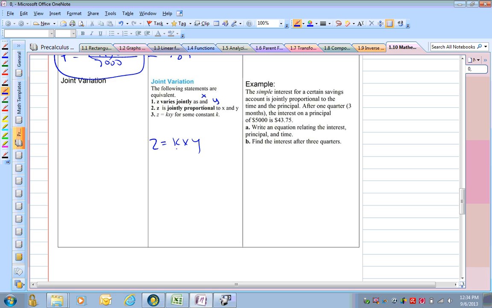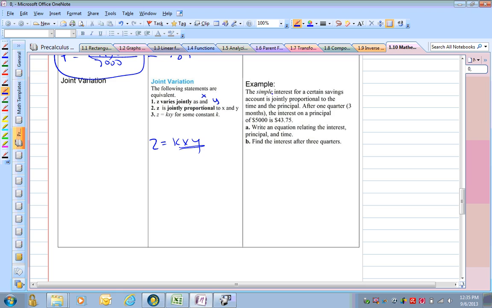Don't get confused by the difference in the variables. Z would be the beginning one, just like it was the y before. I'm not really wild that they write it that way. I would probably prefer saying y equals k, x, z, but that's how they do that. These are just two things that it is jointly proportional to. But jointly is going to be the same as direct variation in terms of being multiplied by the constant.